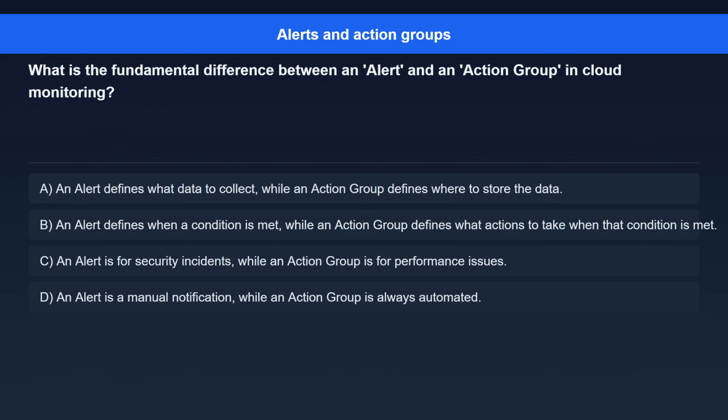Question 4. What is the fundamental difference between an alert and an action group in Cloud Monitor? Option A. An alert defines what data to collect, while an action group defines where to store the data. Option B. An alert defines when a condition is met, while an action group defines what actions to take when that condition is met. Option C. An alert is for security incidents, while an action group is for performance issues. Option D. An alert is a manual notification, while an action group is always automated.